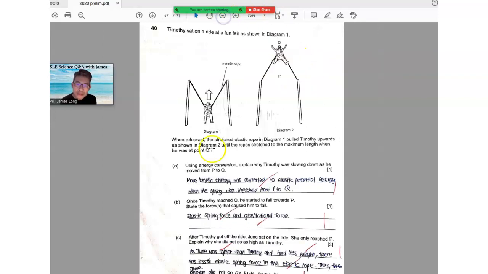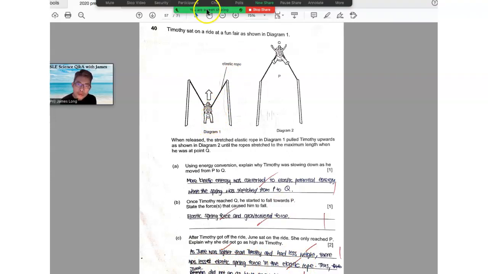Now, next one. Once he reaches Q, he starts to fall. What are two things that pull him down? Gravity pulls him down. Again, the forces, right? And then the elastic spring force from the stretched rubber ring pulls him down. The last one here, this is one answer they can use for this question. June was lighter than Timothy, has less weight. Less weight will mean that she will not stretch this elastic rope so much. If it doesn't stretch so much, then of course there's less elastic spring force in the elastic rope that will spring up and push him upwards.